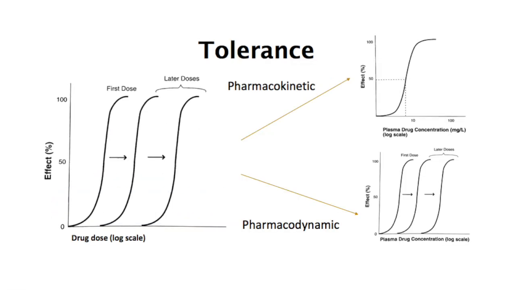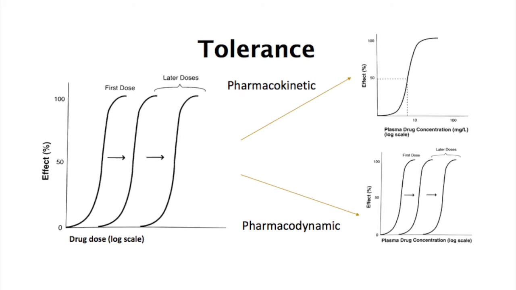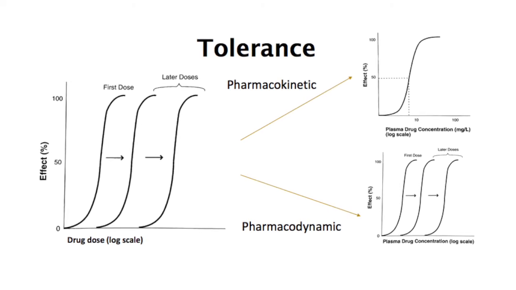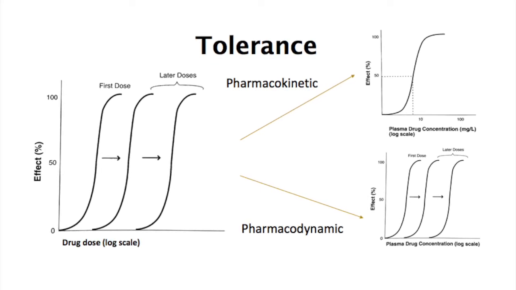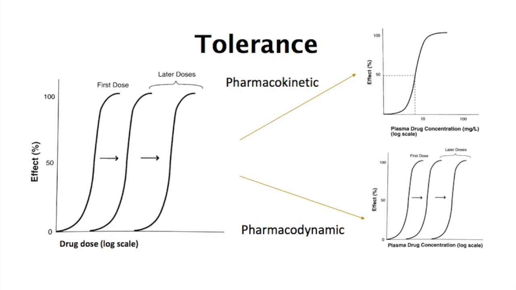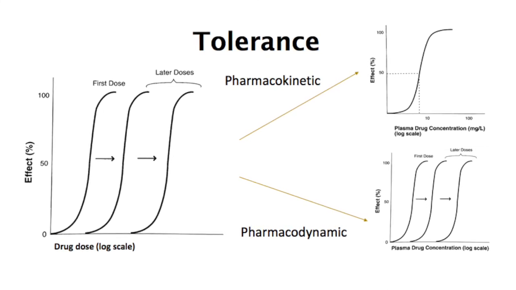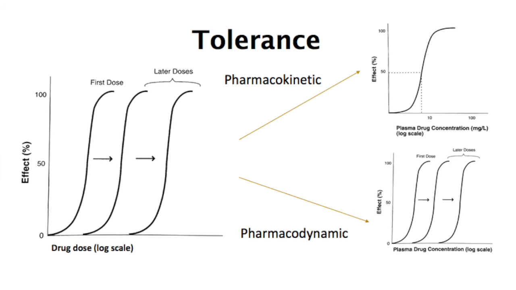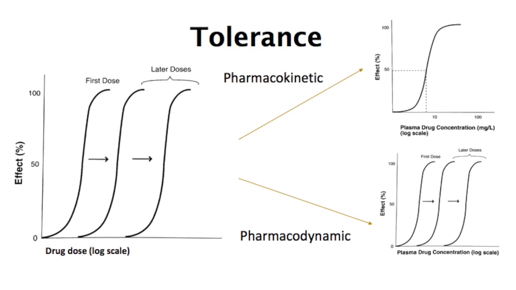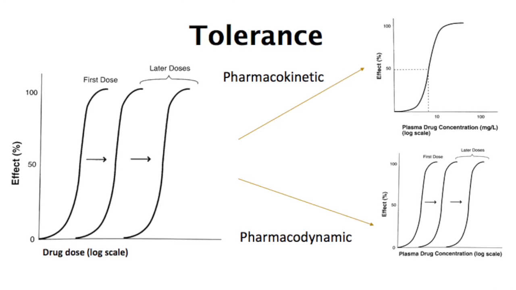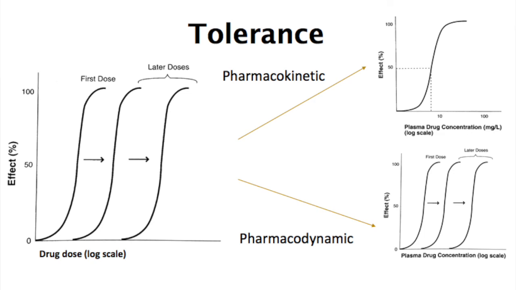In this final slide, we see that when tolerance develops, we need higher and higher doses to get the same effect. But if this tolerance is due to pharmacokinetic factors, those doses are actually resulting in the same concentration in the plasma and at the site of action, which is why we are seeing the same effects. However, if the tolerance is due to pharmacodynamic factors, what we see is that higher concentrations at the site of action are actually needed to elicit the same effect.